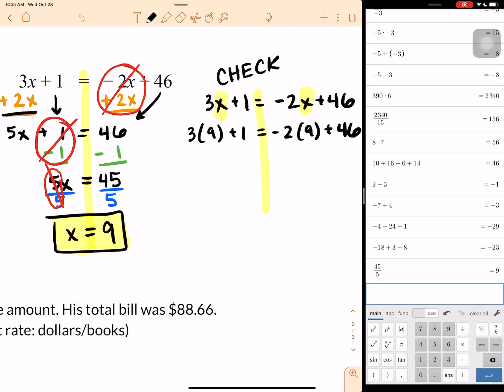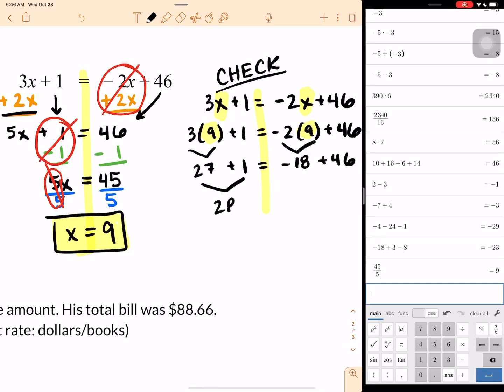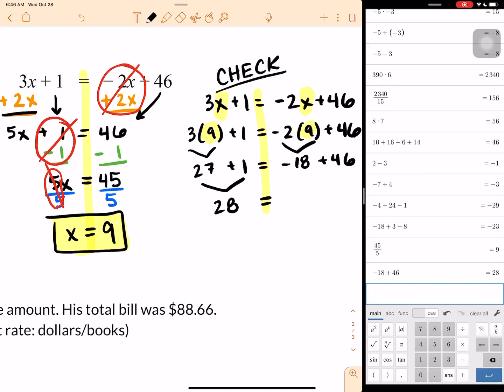So we want to make sure that our equations are balanced here. Okay? So again, here the 9 is from our answer. So this is us checking our work to see if we got it right. 3 times 9 is 27 plus 1. Negative 2 times 9 is negative 18 plus 46. Well, 27 plus 1 is 28. And if you're looking at this one, you're like, I can't do negative 18 plus 46 in my head. So use the calculator, negative 18 plus 46, and you will get 28.